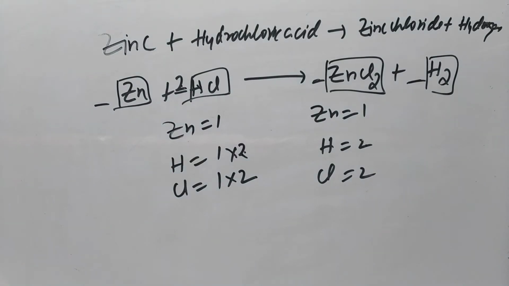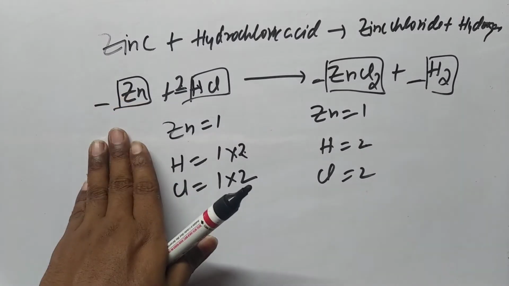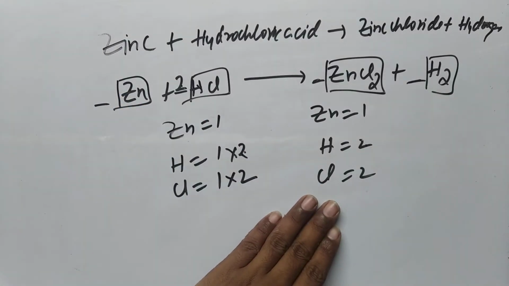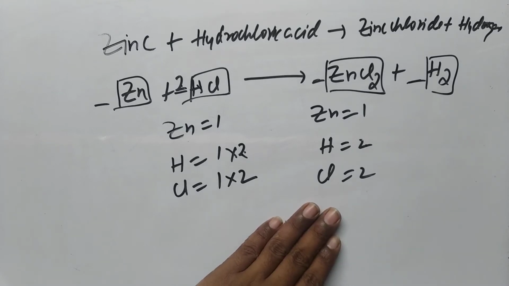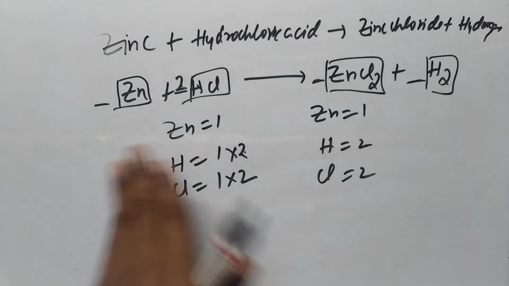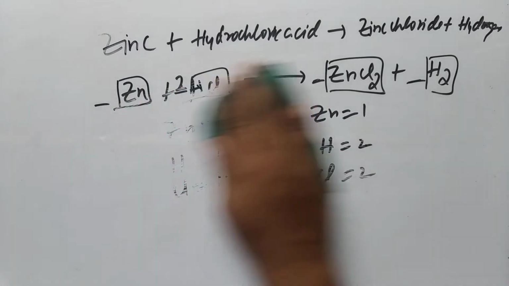As we know, as per the law of conservation of mass, the number of atoms in the reactants should be equal to the number of atoms in the products. To obey the law of conservation of mass, we are balancing this chemical equation. Not only this, I will tell you some other equations.